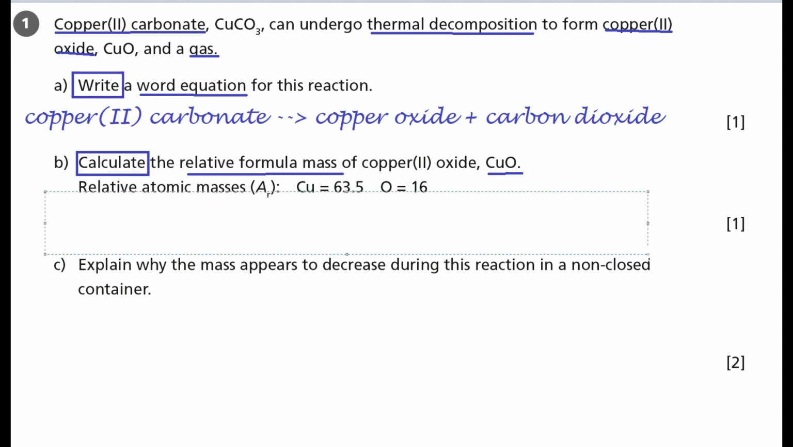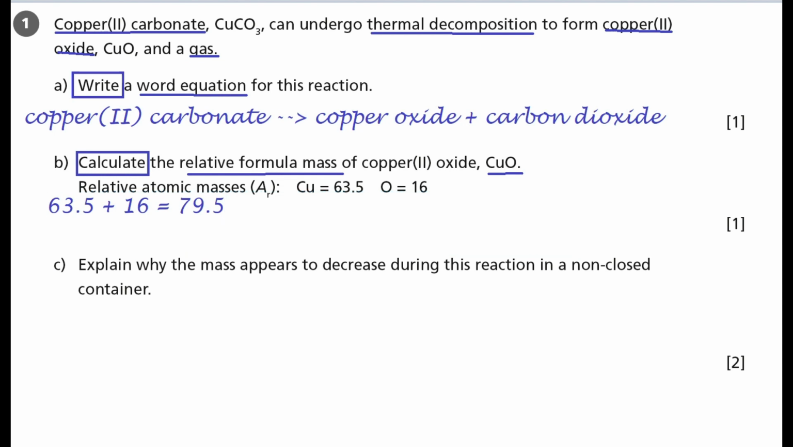As ever with a calculation, you need to show your working. So 63.5 plus 16 equals 79.5. And that there is the relative formula mass. Please notice that the relative formula mass and indeed the relative atomic masses have no units. So the answer is simply 79.5. Looking at part C.